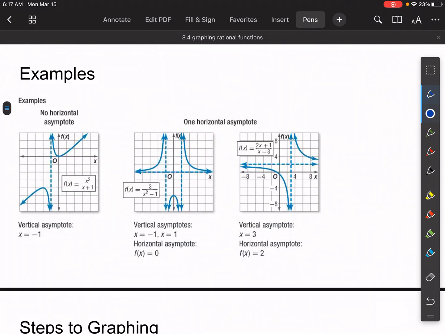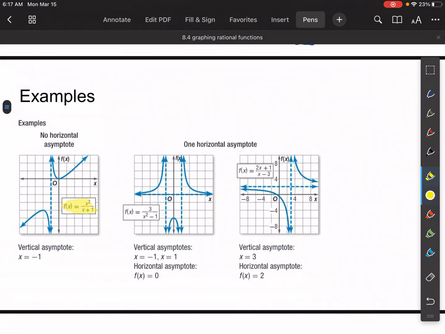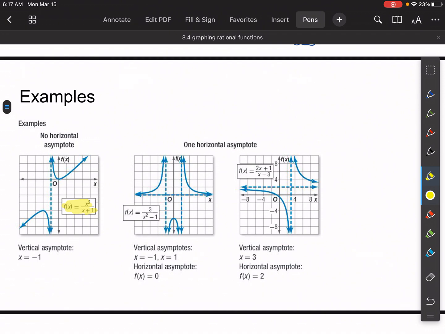For this one, notice the equation here. We have x squared over x. Since the degree of the numerator is 1 larger than the degree of the denominator, I know that I don't have any horizontal asymptotes. And since -1 makes the denominator go to 0, I have a vertical asymptote at -1. Then for the second one, notice I don't have any x's in the numerator, and I have an x squared in the denominator.